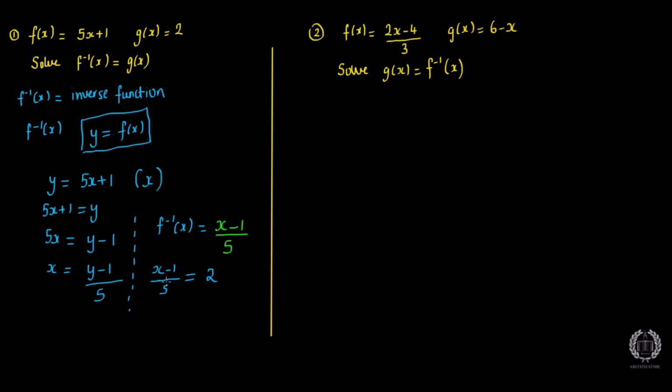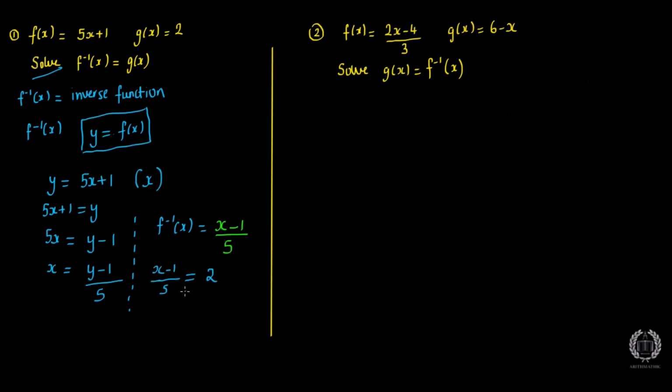Okay, now what you have is your f minus 1 of x, which is here, right? This f minus 1 of x is here, so (x minus 1) over 5 equals g of x. What's g of x? Oh yeah, look, g of x is 2 here, so I put it to 2. Remember, it said solve. Solve basically means you need to find a value of x. So we're going to solve this equation, okay?